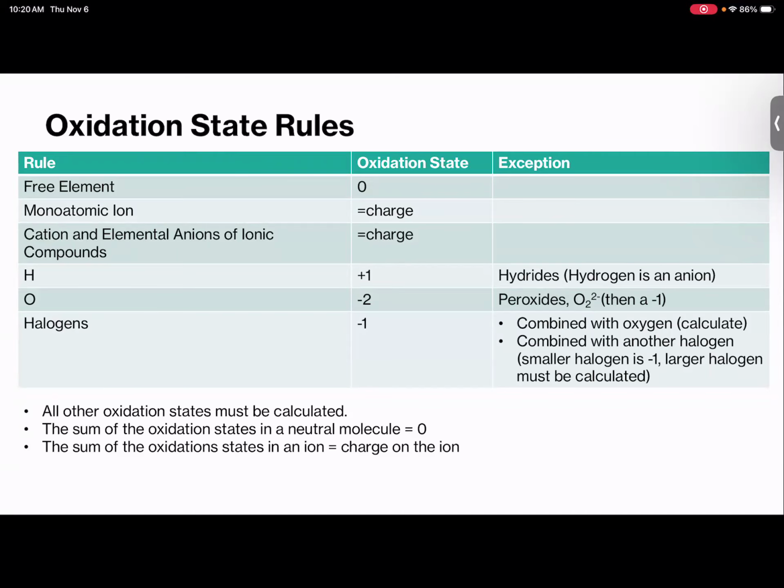Now, a rule that sometimes you'll find, sometimes you won't, but I find it very useful to think of, is if I'm dealing with cations or elemental anions, the oxidation state is equal to the charge on those ions. So if I see sulfur as the anion, I automatically know sulfur's a -2 charge. It's also going to be a -2 oxidation state. If I see calcium floating around, calcium's always +2, so it's going to have a +2 oxidation state.